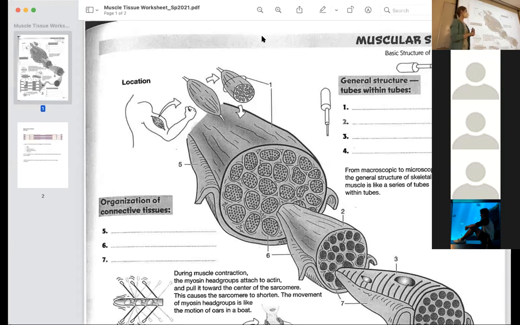Okay, so number 2, we're zooming in a little bit. So that would be this, so one of these kind of circles, one of these bundles. What would that be called? One level down from the muscle.